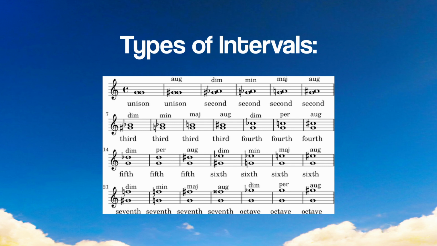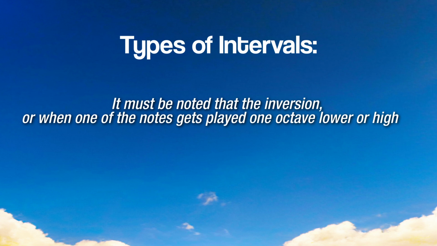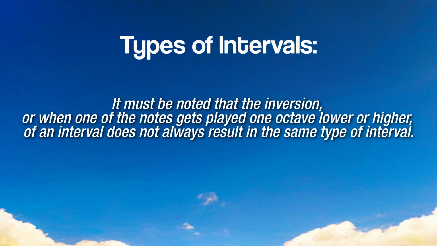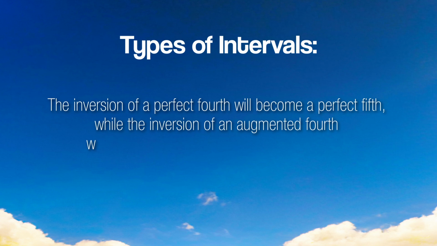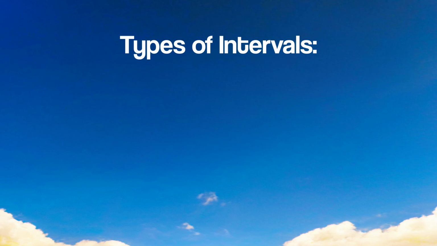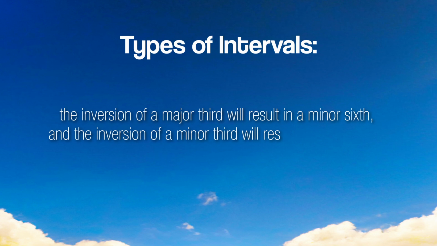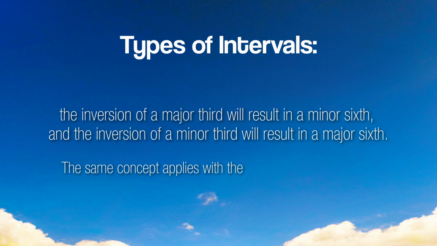It must be noted that the inversion, or when one of the notes gets played one octave lower or higher in an interval, does not always result in the same type of interval. For example, the inversion of a perfect fourth will become a perfect fifth, while the inversion of an augmented fourth will become a diminished fifth, and vice versa. Similarly, the inversion of a major third will result in a minor sixth, and the inversion of a minor third will result in a major sixth. The same concept applies with the second and the seventh.